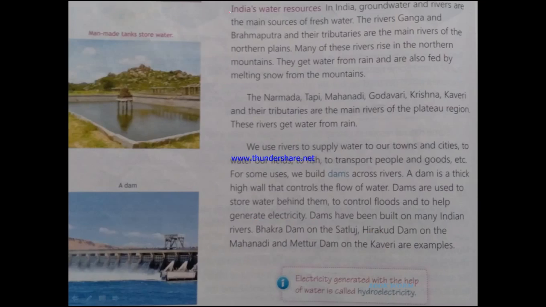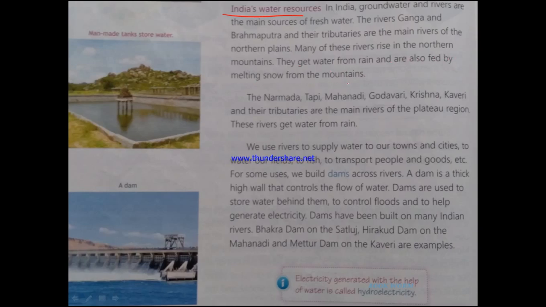India's water resources. Now we are going to talk about this part. In India, groundwater and rivers are the main resources of fresh water. The rivers Ganga and Brahmaputra and their tributaries are the main rivers of the northern plain. Many of these rivers rise in the northern mountains. They get water from rain and are also fed by melting snow from the mountains.